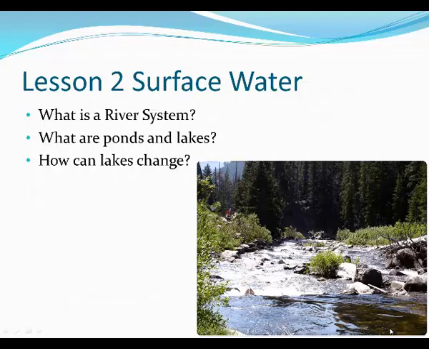Lesson 2, Surface Water. In this lesson we're going to go through the characteristics of a river system, specifically what it is. We'll also talk about what ponds and lakes are, and then how lakes change over time.